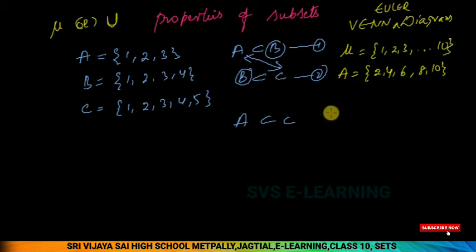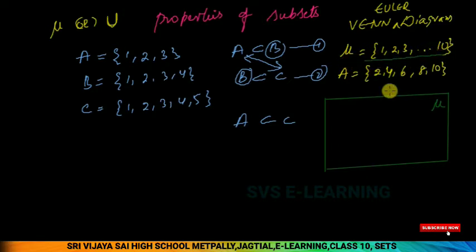I've told you already, we draw a rectangle. This rectangle represents the universal set, and set A I can draw as a closed circle. So this is my set A.